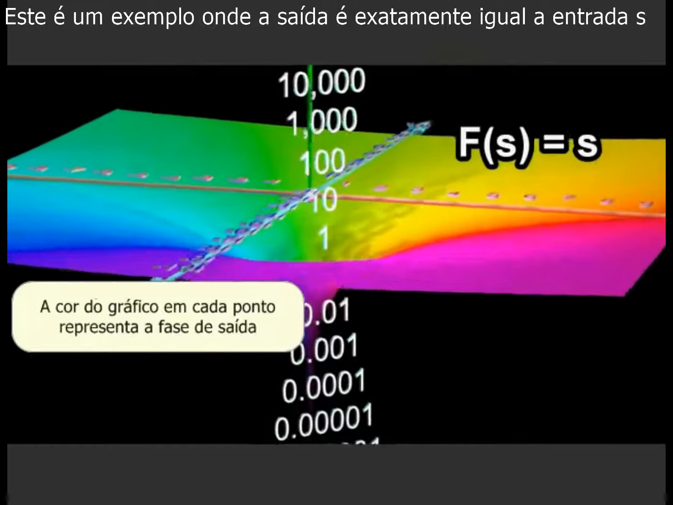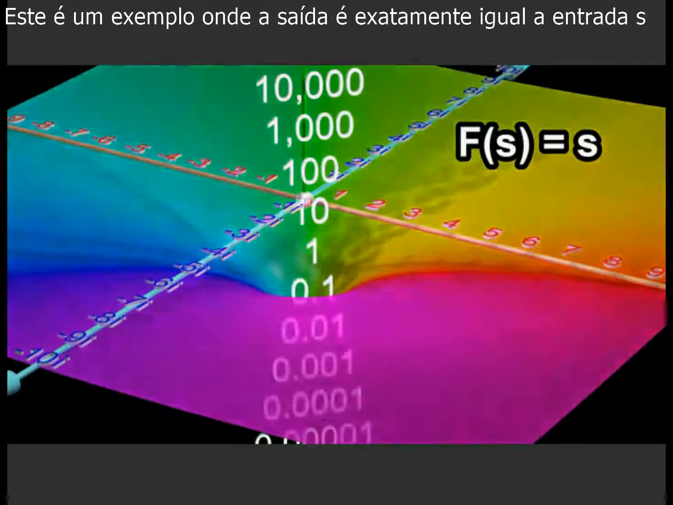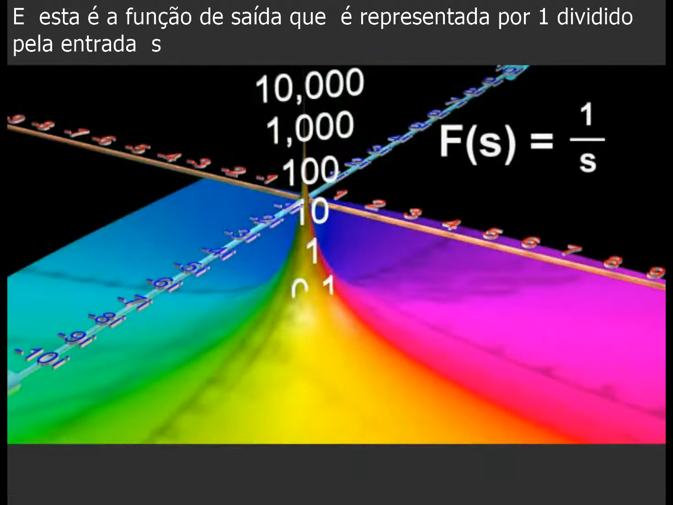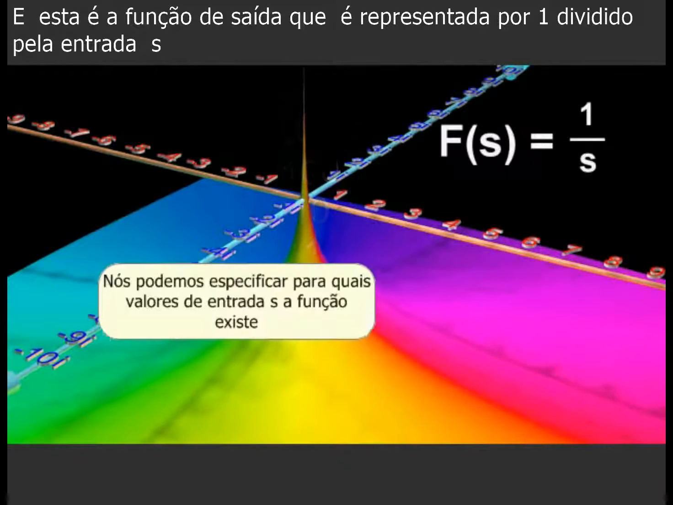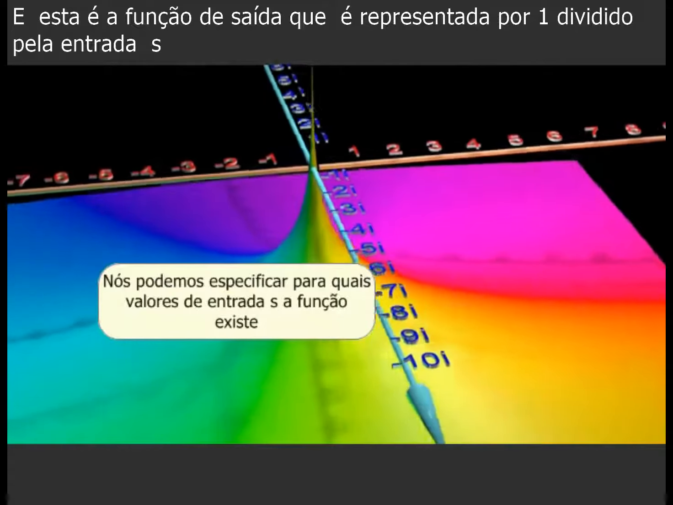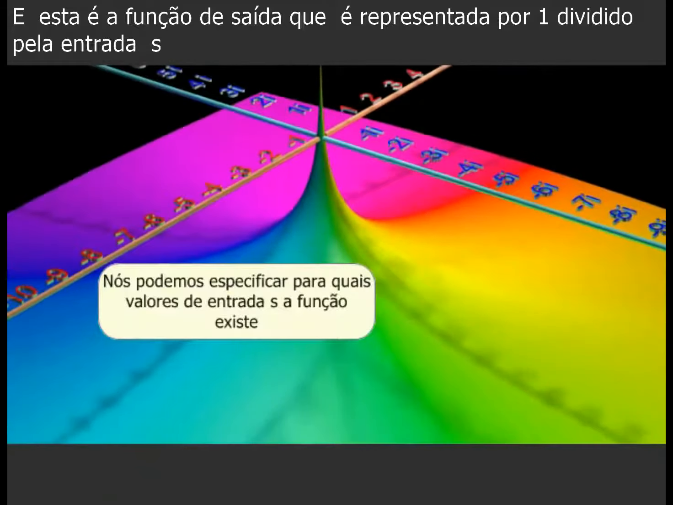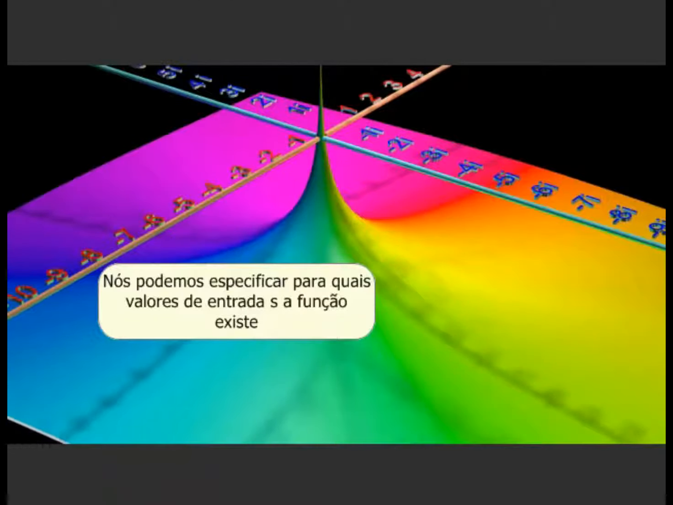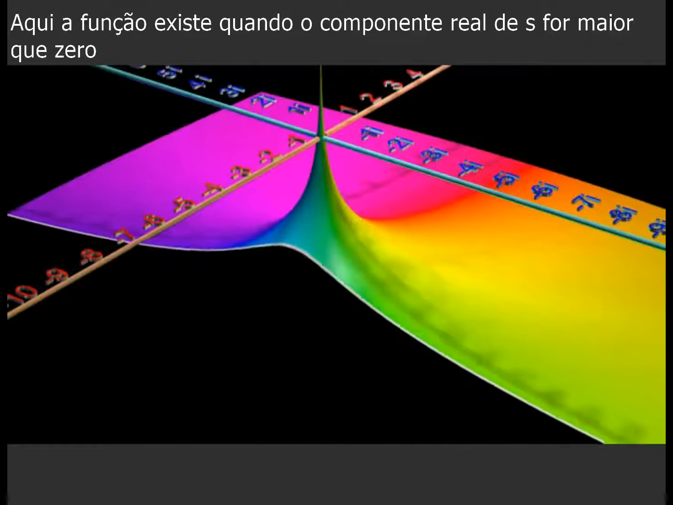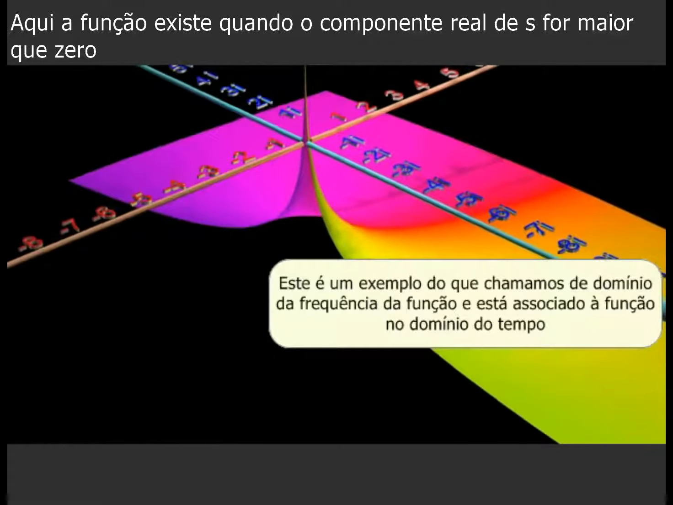This is the function where the output is exactly equal to the input, s. This is the function where the output is equal to 1 divided by the input. We can specify for what values of the input, s, the function exists. Here, the function exists where the real component of s is greater than 0.